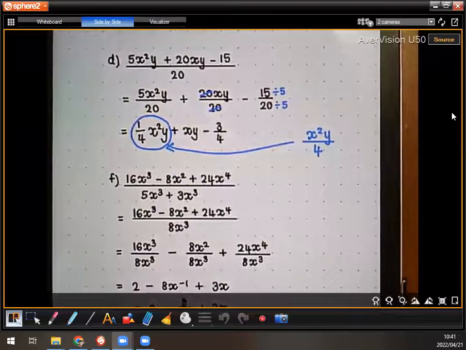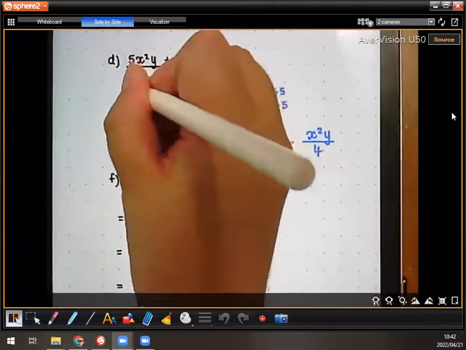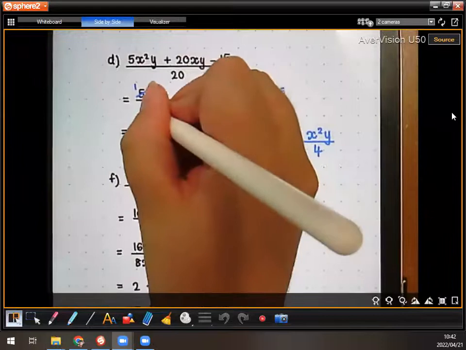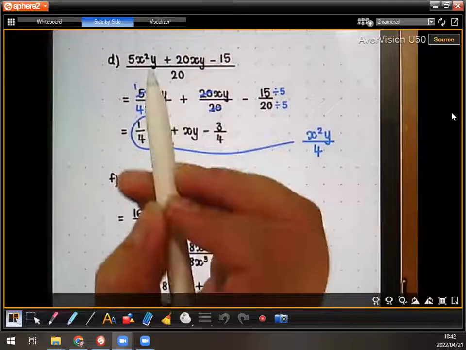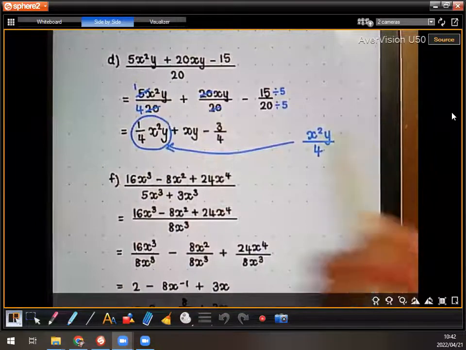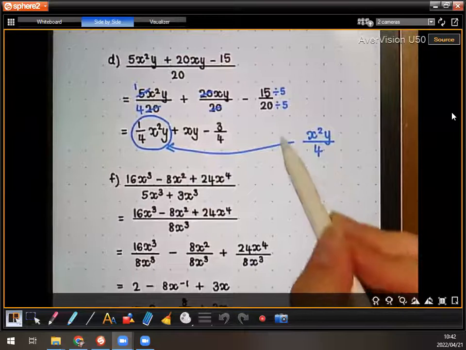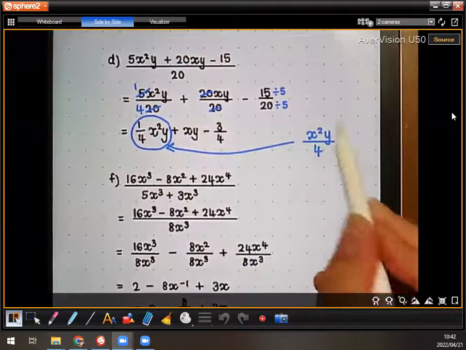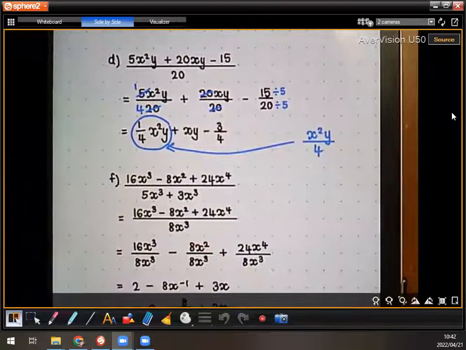Maybe you're not doing 5 divided by 20 is 1 over 4. Maybe you're saying, how many times does 5 go into itself? Once. And how many times into 20? 4. So then it looks like you have x squared y at the top and 4 at the bottom. You see that? You are more than welcome to write it like this. It means the same thing. But this is also fine. If you wrote it as a quarter x squared y, that's also okay.